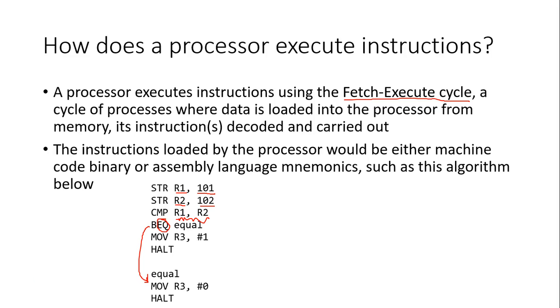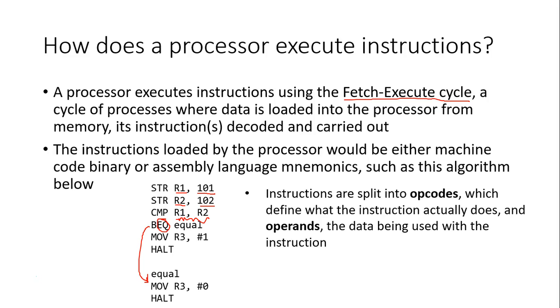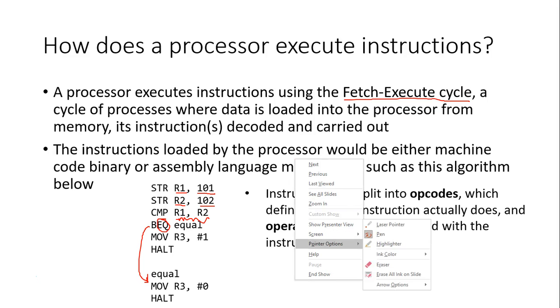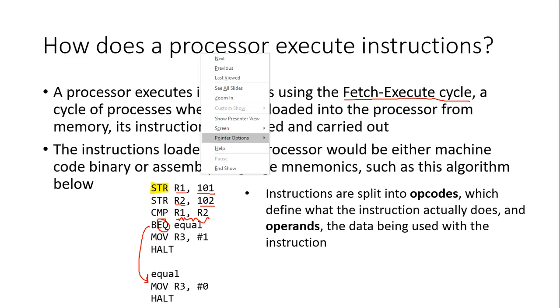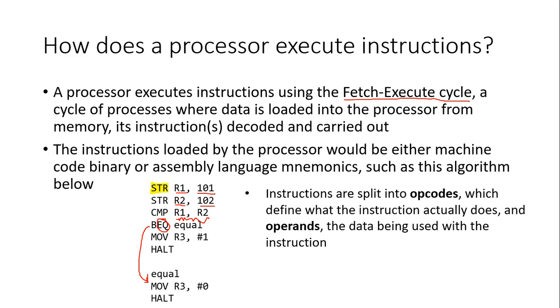this is very significant for the stored program concept and looking at our fetch execute cycle, because the instructions are split into opcodes and operands. So if I switch to a highlighter, opcodes are defined by the first half of the instruction. So the first half is what we're actually doing with the data. So this bit of data here, we're storing it.